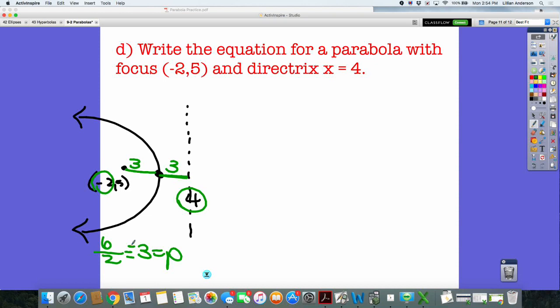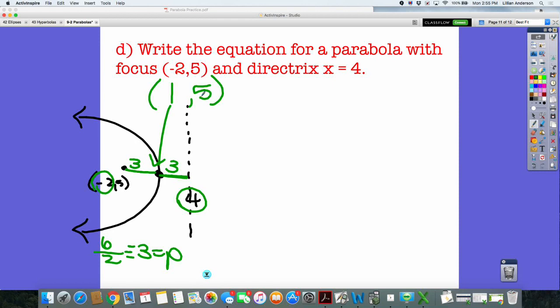So then the vertex is the point, like he said, 1, 5. It's 3 units away. The y-coordinate does not change. Because 4 minus 3 is 1, and negative 2 plus 3 is 1. H is 1. K is? 5. And P is? 3 or negative 3? Negative 3. And it opens to the left.